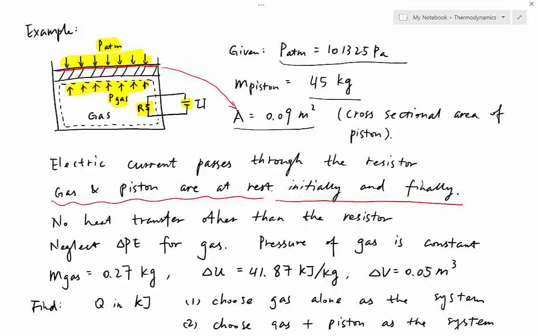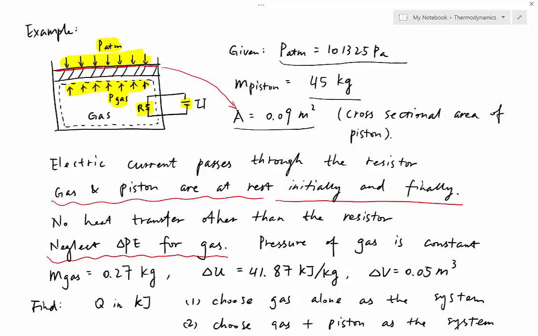And next one, no heat transfer other than the resistor. So the only heat transfer, the only Q you need to consider is from the resistor to the gas. You do not have to consider heat transfer such as gas to the environment or anything else. And then another thing, we can neglect the change of the potential energy for gas. And pressure of the gas is constant, P gas is constant.